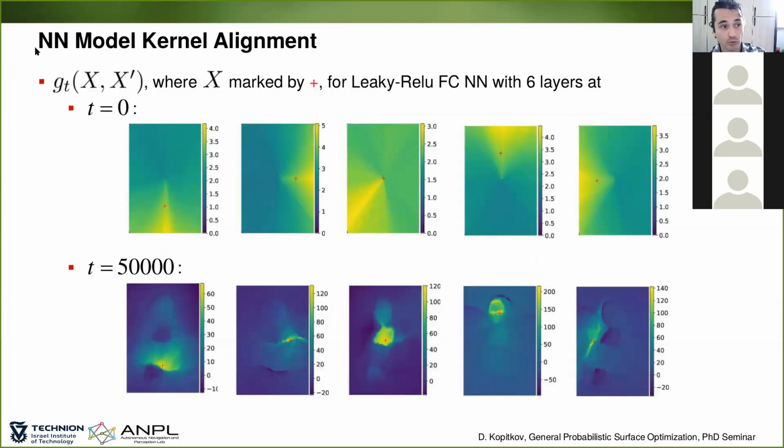Further, if we draw this kernel around some point x, marked by the red plus here, then again we can see that this model kernel doesn't have a very interesting shape.